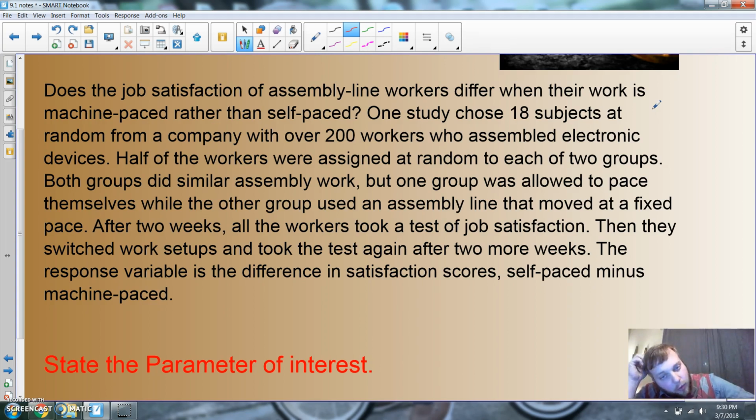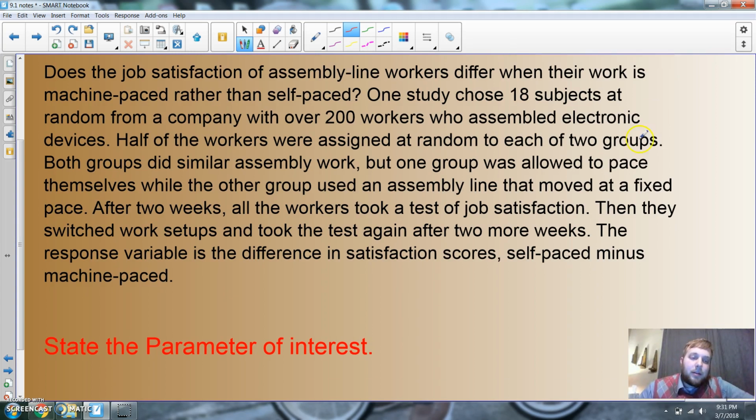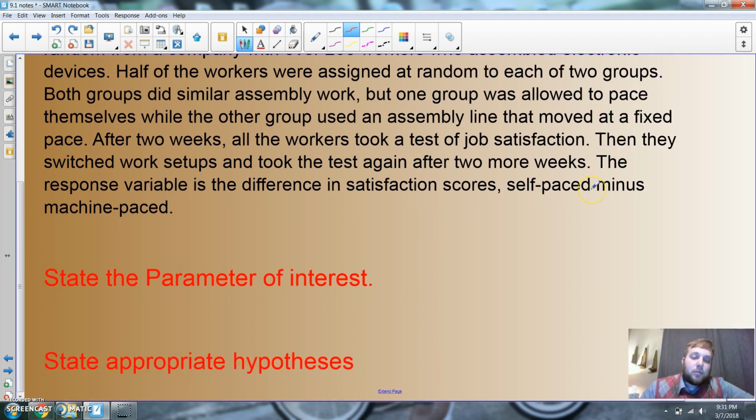After 2 weeks, all the workers took a test of job satisfaction. Then they switched work setups and took the test again after 2 more weeks. The response variable is the difference in the satisfaction scores, self-paced minus machine-paced. Ooh, this is a tough first question.